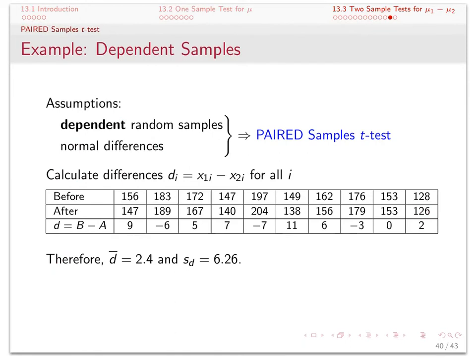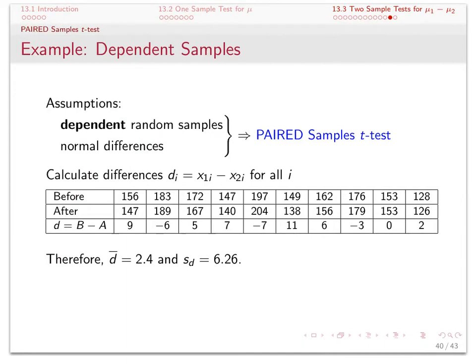To start, we'll acknowledge that we have dependent random samples, so we're working with a paired samples test. And in this case, since we have small samples, we're going to assume that the differences are normally distributed, in which case we'll be doing the paired samples t-test. Then the next thing we have to do is calculate the differences. So we'll look at the paired values and calculate the difference for each pair.